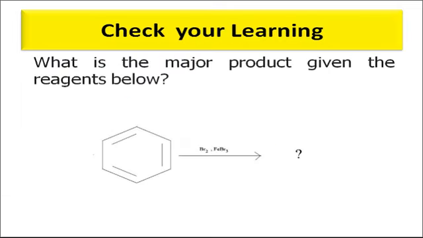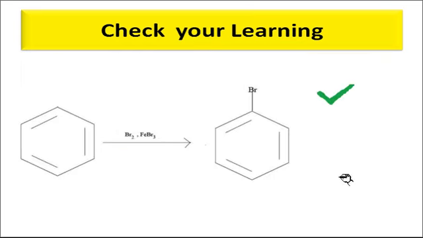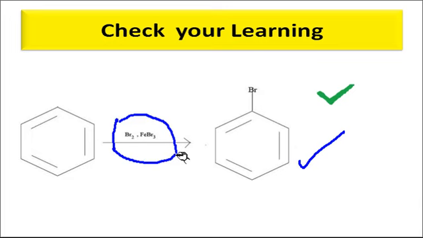Now it is the learning check time. Look at the reaction here and think, what is the major product given the reagents below? Reagents are bromine and FeBr3. What will be the product? Yes, you are right. The major product is bromobenzene. Look here, these are the reagents used in the Friedel-Crafts reactions, or the halogenation of benzene reaction. So in this reaction, bromobenzene is the product.